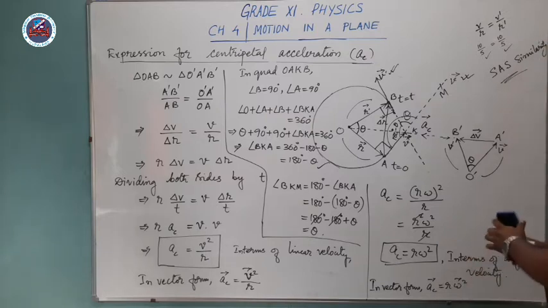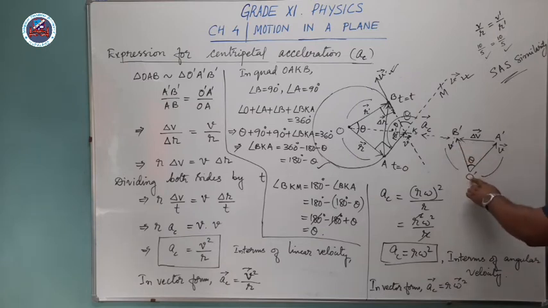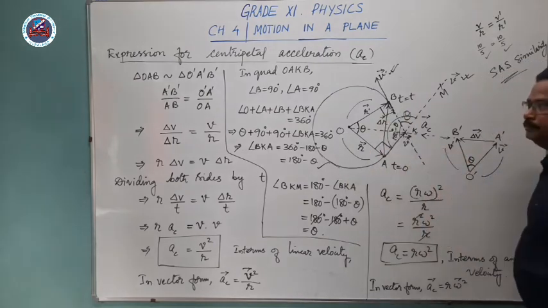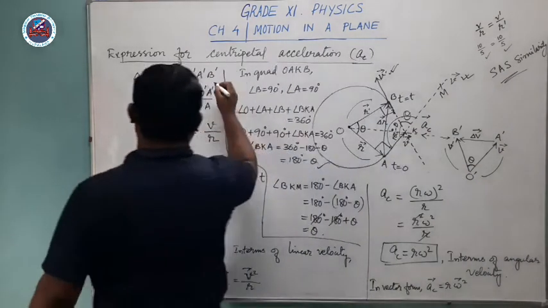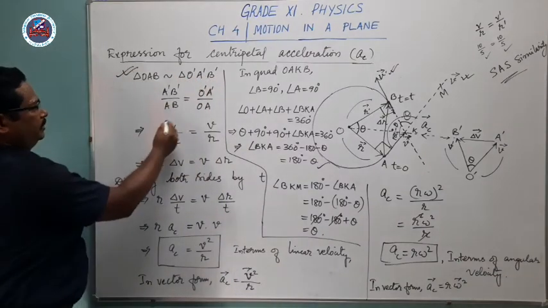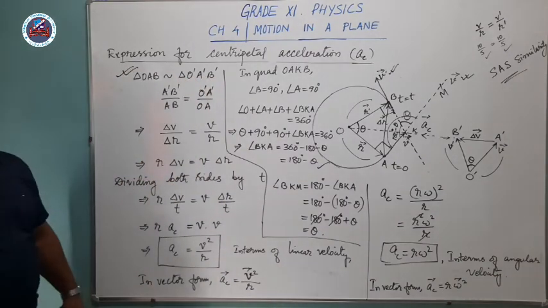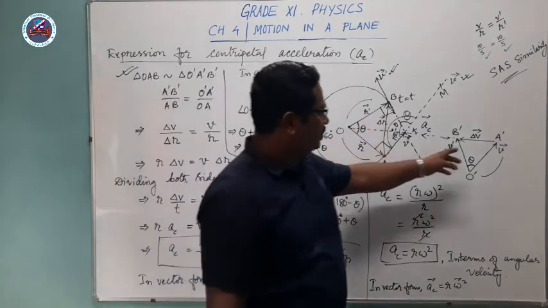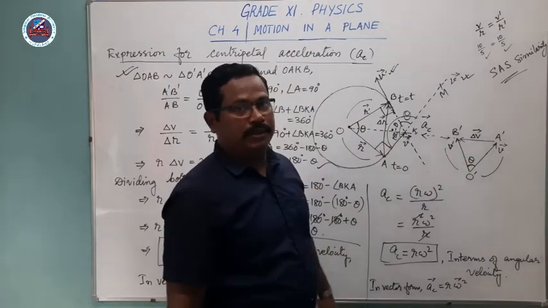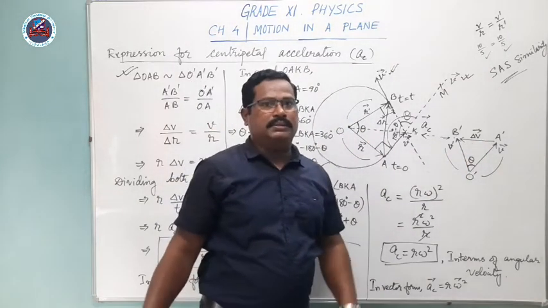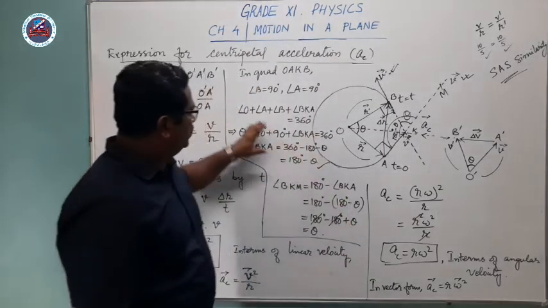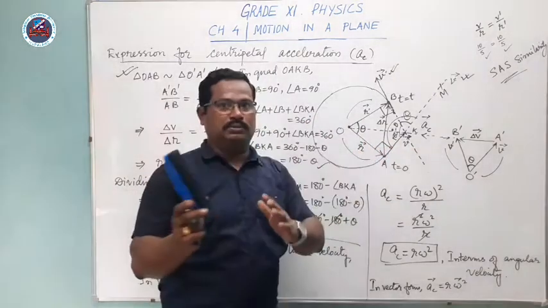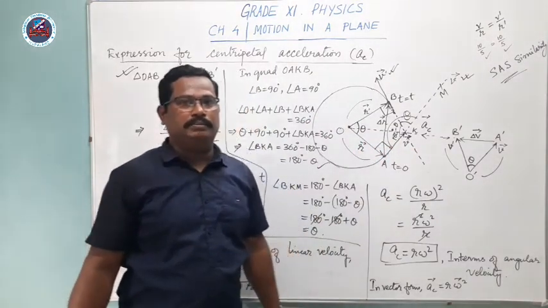That is the reason why we used to take this O dash, A dash, B dash and OAB as similar triangles. So starting we did with this, they are similar. Then ratio we took and got the expression. In exam you don't have to show this part. It is understood that these two triangles, OAB and O dash, A dash, B dash, will be similar. But for your knowledge, it is good to know exactly why you are taking it like this. So you come to know.